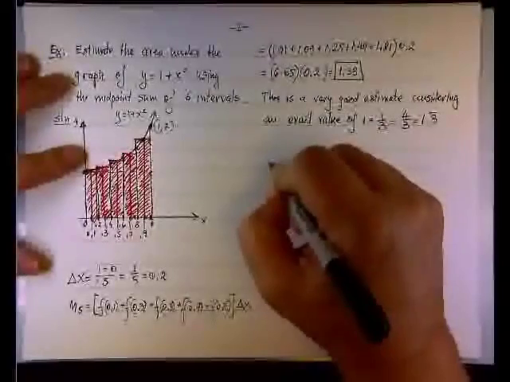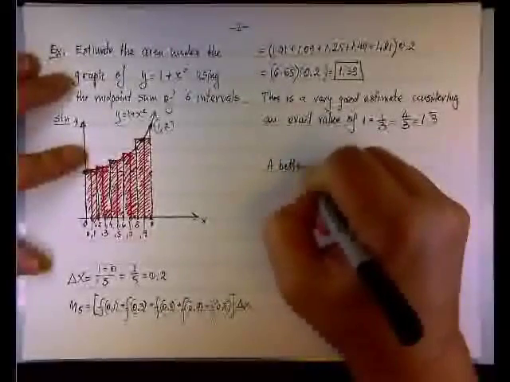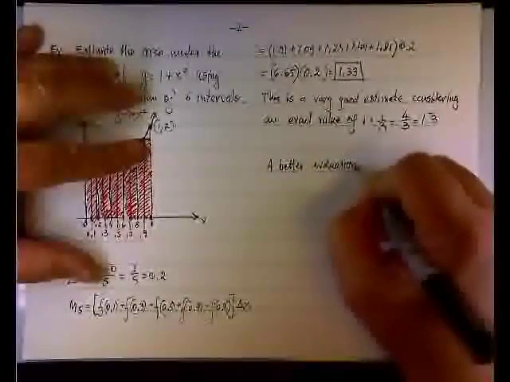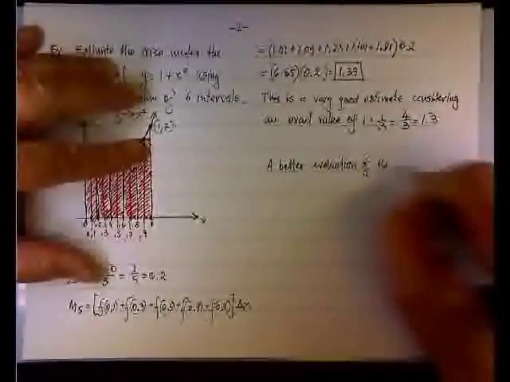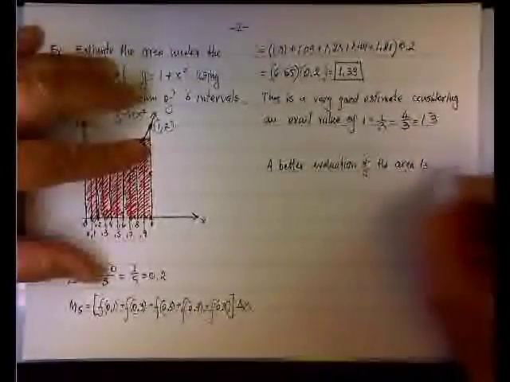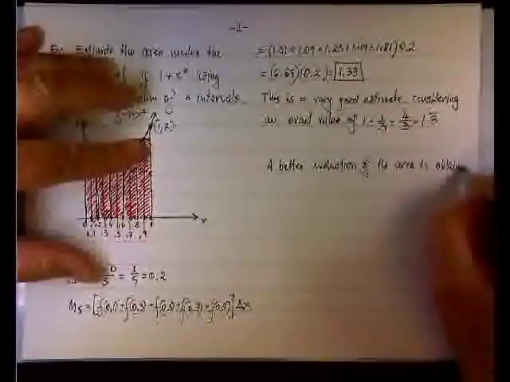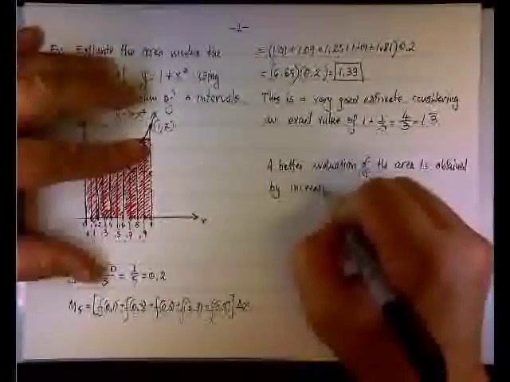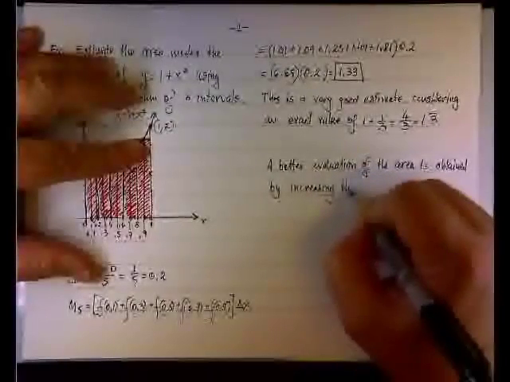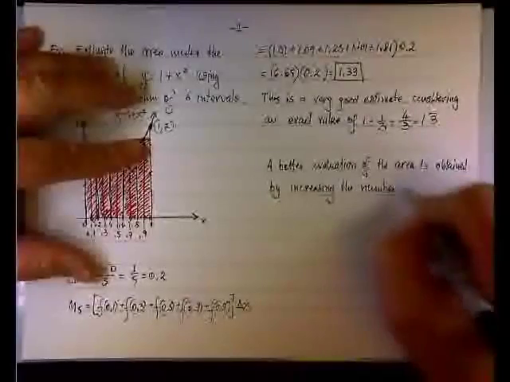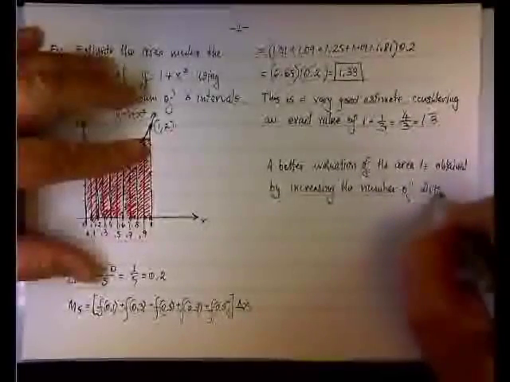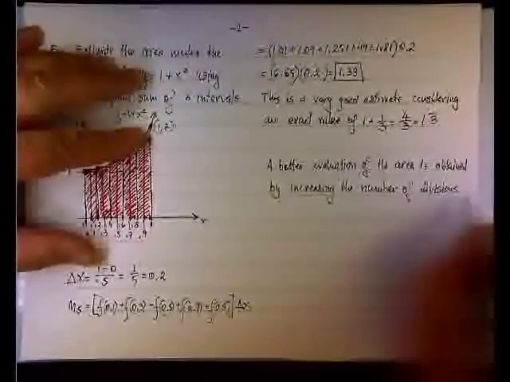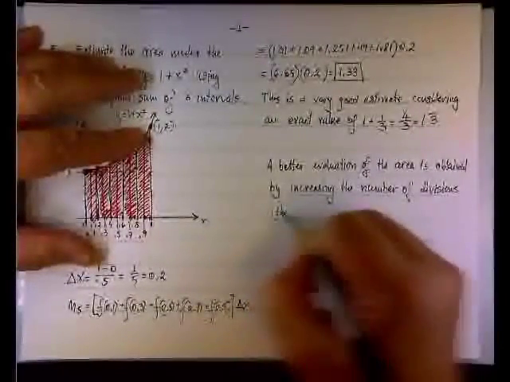So a better evaluation of the area is obtained by increasing the number of divisions. So let's write a note here. A better evaluation of the area is obtained by increasing the number of divisions. But what happens when we increase the number of divisions, the number of intervals? So let's write in parentheses the number of intervals.